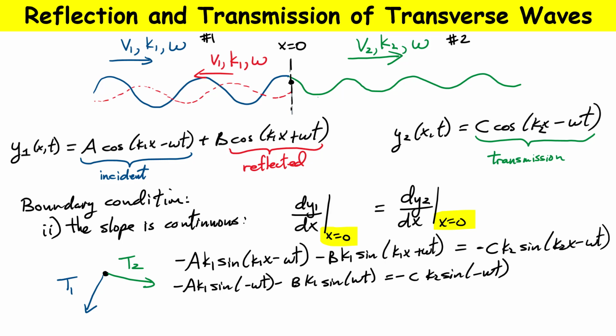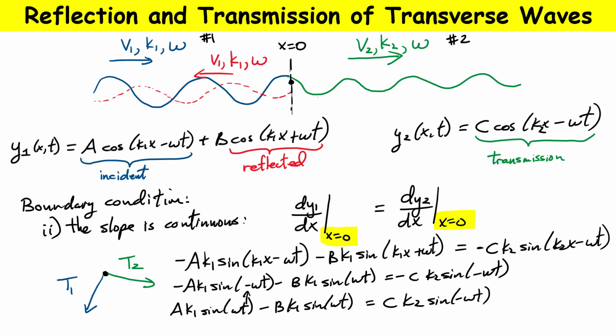Now we have to use some properties of the sine function. The sine is an odd function. So if you want to switch these to positive values, you have to bring the negative sign in the front. So the way this looks, this term will become positive. It's a k1 sine of omega t, minus b k1. I'll leave this one just as sine of omega t. And then again, if I want to switch the sign inside the sine function, you have to bring the negative sign in the front. So this becomes c k2 sine of omega t.